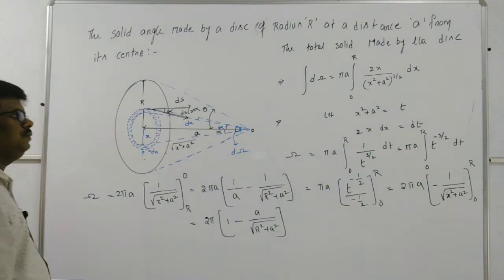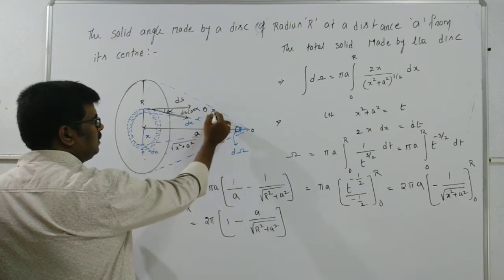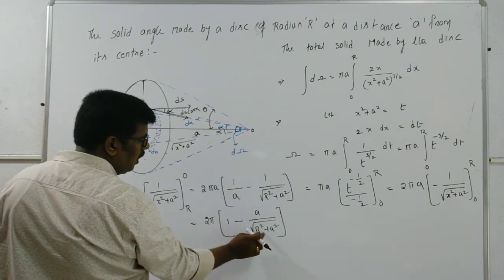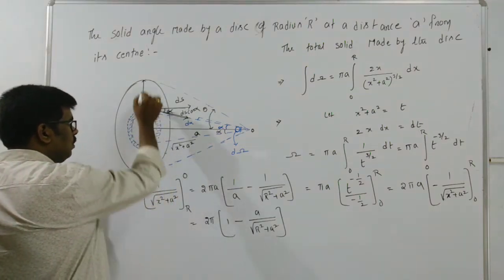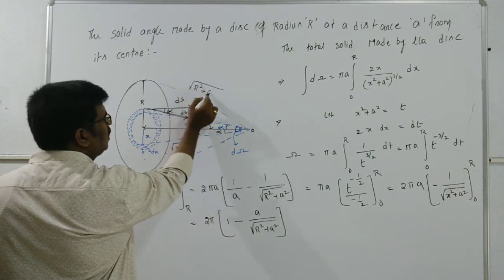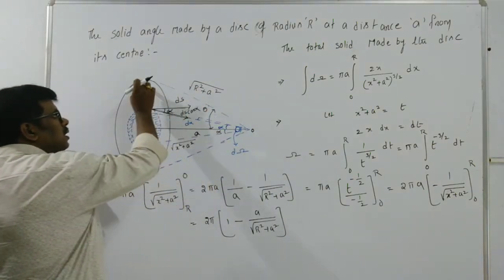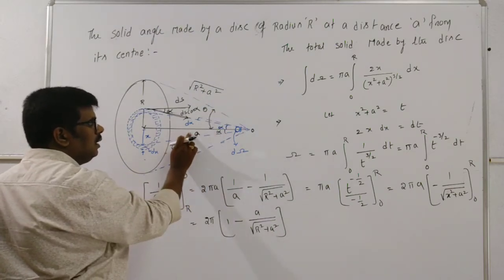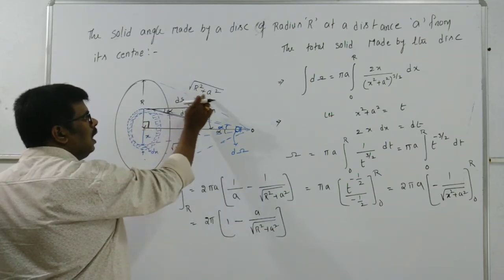You observe here. We took the disk making an angle theta with the axis. So this theta is nothing but a by under root of r square plus a square. In this triangle, this side is r, this is a, and this hypotenuse is root over r square plus a square. If you take cos of the angle, cos means adjacent side a by hypotenuse, root over r square plus a square.